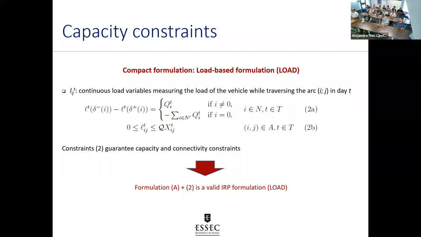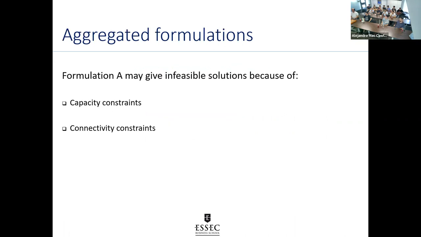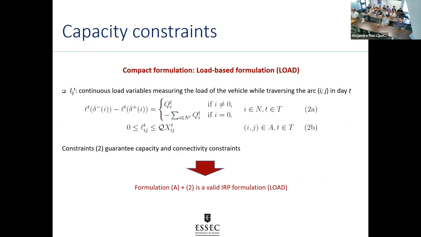So by adding these constraints to the formulation A that we had earlier, if you take A plus this constraint 2, we obtain a valid formulation for the IRP, because constraint 2 guarantees both vehicle capacity and connectivity of the routes. The connectivity is due to the fact that the load is monotonically decreasing when you traverse the arcs of the route. So at the same time, you obtain capacity satisfaction and connectivity. This is a complete valid formulation for the IRP, compact, with a polynomial number of variables and constraints. So this is a first valid formulation for the IRP.